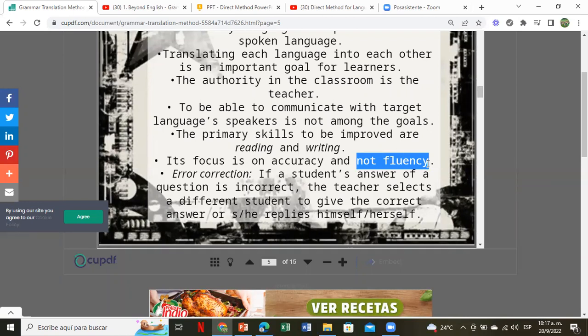This is why it's focused on accuracy. Error correction. If a student's answer or equation is incorrect, the teacher selects a different student, but without putting them under pressure and without embarrassing them. Okay?